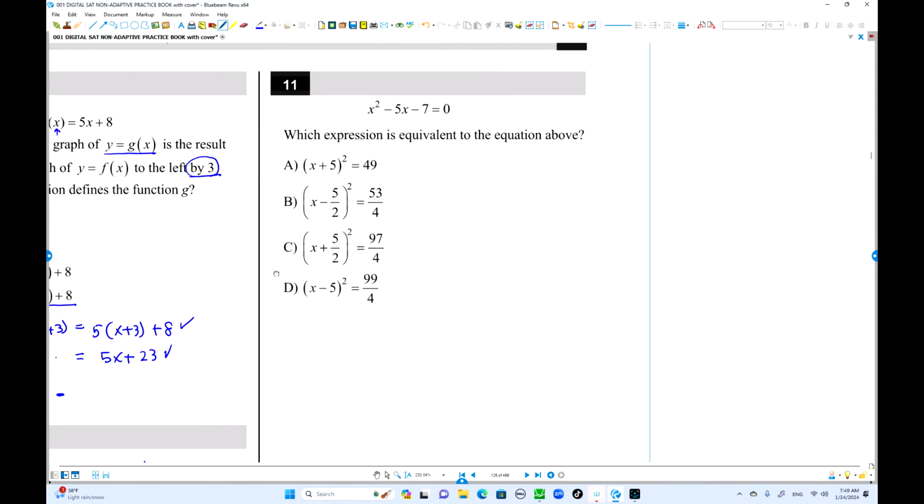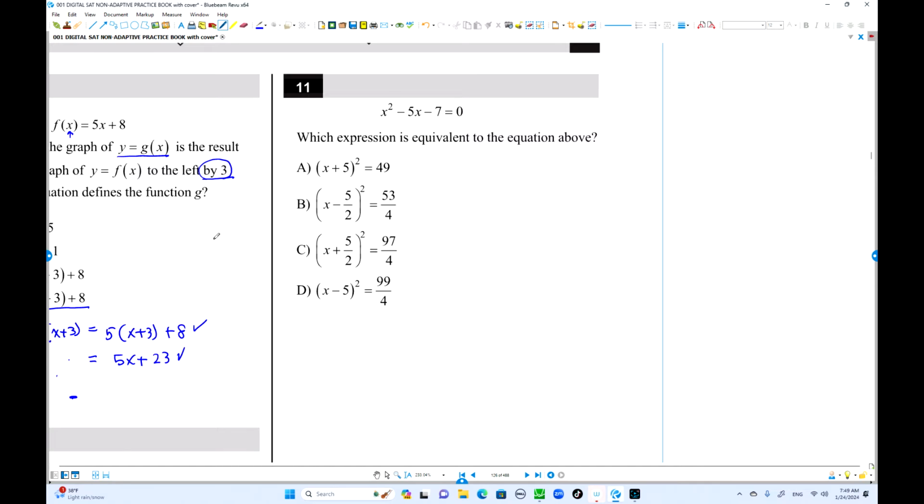Our number 11. Which expression is equivalent to the equation above? Equivalent, when you take a look at it, what? Completing the square, right? One of the right methods to find the solution is using completing the square, okay? Step 1, separate variable terms and constant term. After that, we're gonna make a perfect square trinomial.